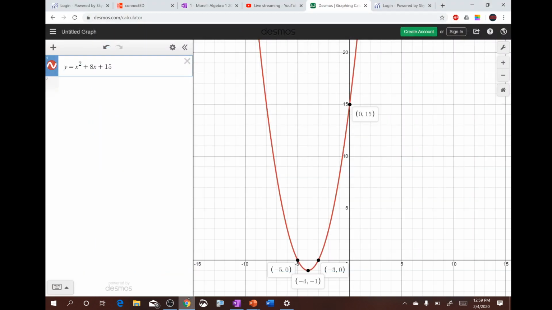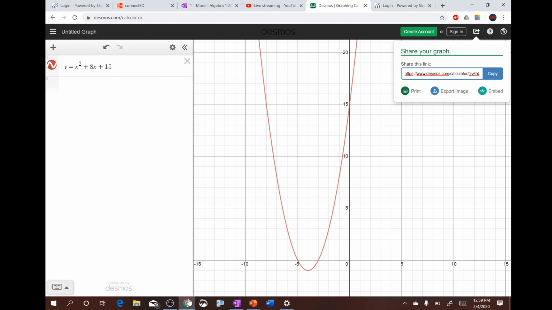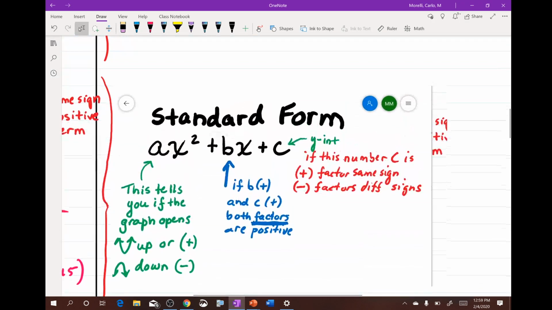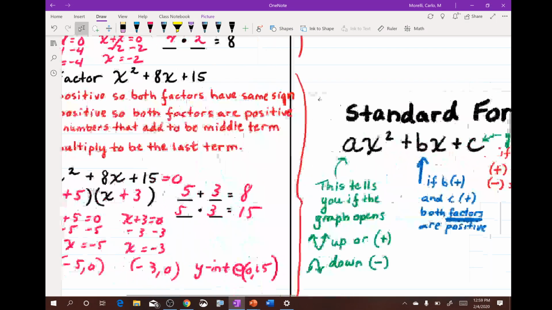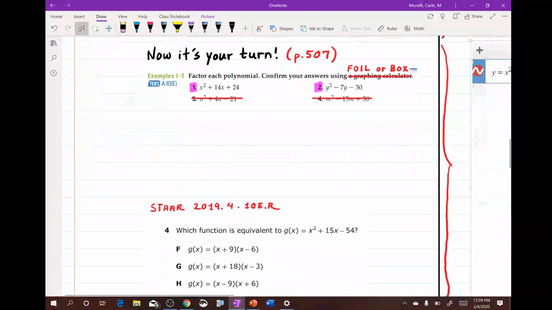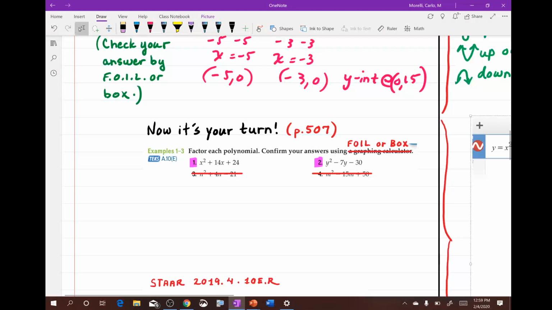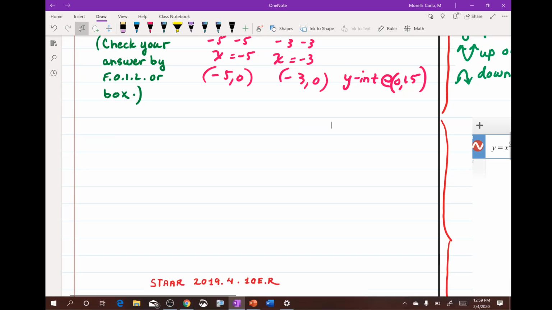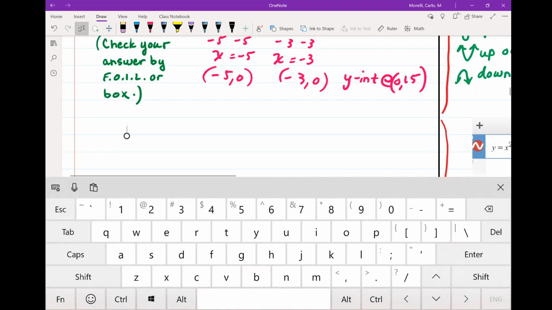So I'm going to go back to Desmos, click Share, click Copy, go back to OneNote. Let me go up here, and let me go over here. Let me go down here. And let me just delete this. Yeah, I got you on the 10 minutes. Thank you for the reminder. Let me paste this in here.